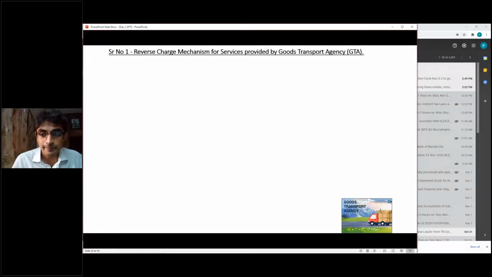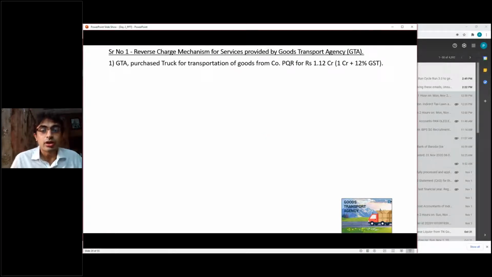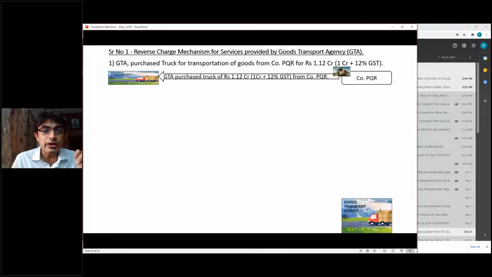See this first. Now what happened? See, a GTA purchased a new truck. Suppose I am a GTA, and I purchased a new truck for the transportation of goods for rupees 1.12 crore. Okay, 1 crore plus 12 lakh GST. I bought a brand new truck of 1.12 crore. I paid 1 crore rupees and I paid GST of 12 lakh rupees.